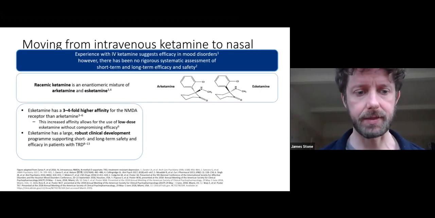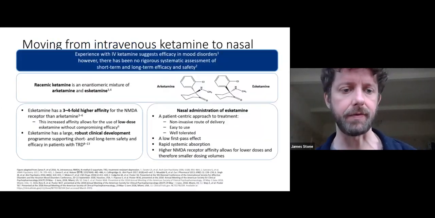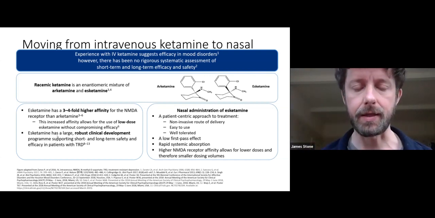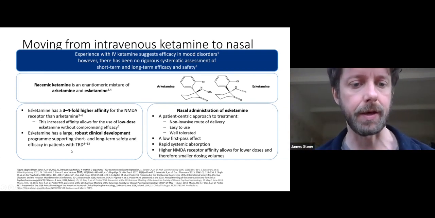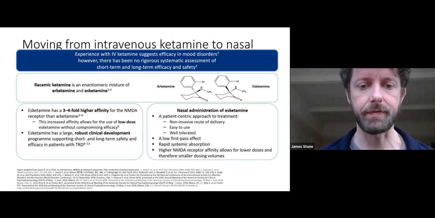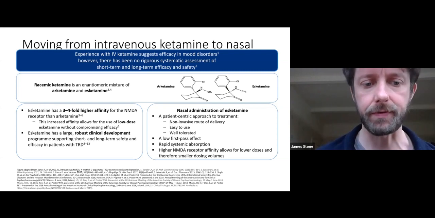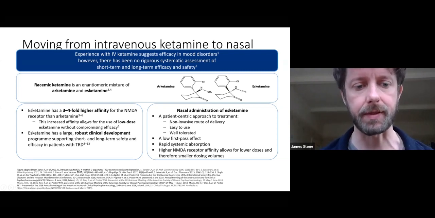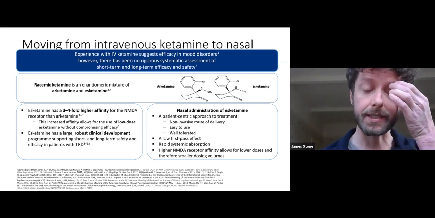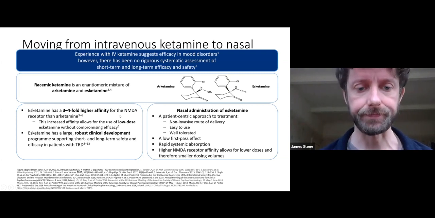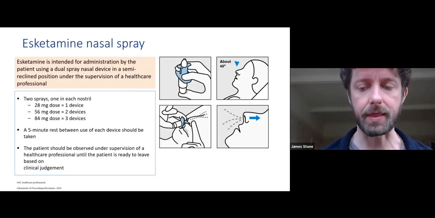So this slide basically just gives an overview of the fact that ketamine comes as 2 enantiomers, the R and the S enantiomer, which have different potencies at the NMDA receptor. The S enantiomer has a 3 to 4-fold higher affinity for the NMDA receptor than R-ketamine. And it was for this reason that Janssen chose S-ketamine to be the active component in their intranasal spray. This is their blurb about how the spray is administered.